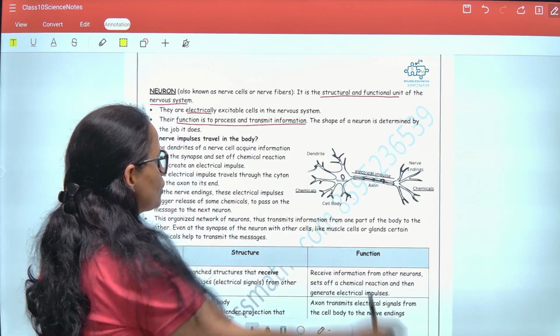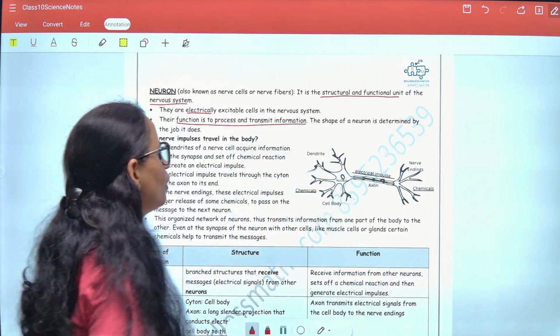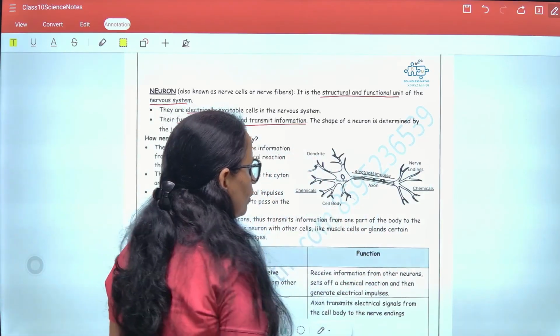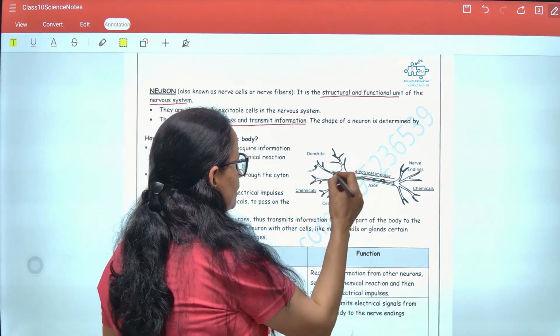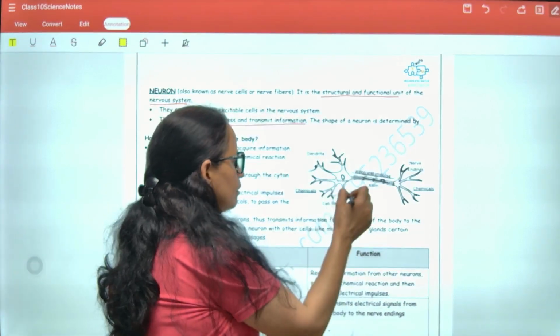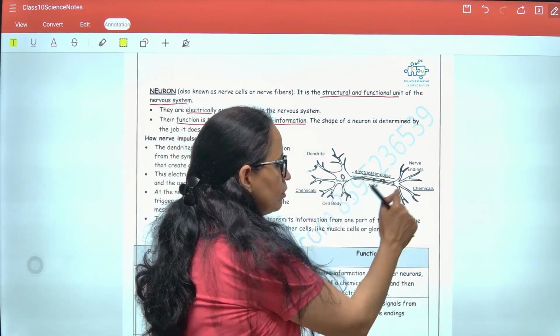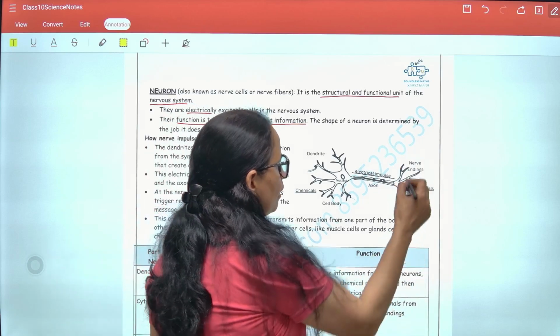So the shape of the neuron is determined by the kind of work it is doing. Normally, in general, all neurons have an elongated shape, where there is a cyton or the cell body with the nucleus in the center. There are dendrites outside the cyton and there is an elongated axon, and in the end there are nerve endings.